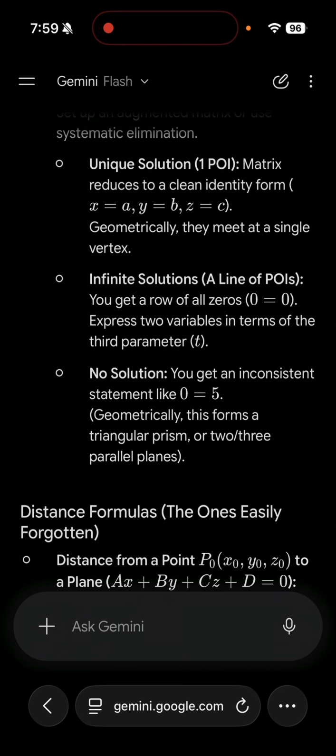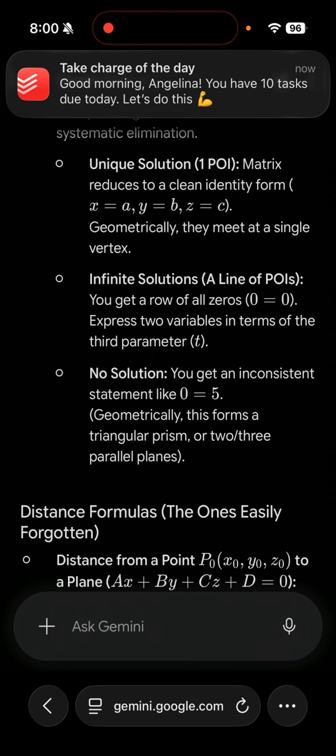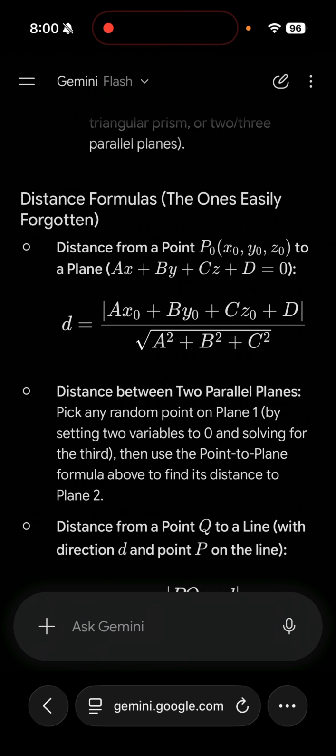Infinite solutions, a line of POIs: you get a row of all zeros, 0 equals 0. Express 2 variables in terms of the 3rd parameter. No solution: you get an inconsistent statement like 0 equals 5. Geometrically, this forms a triangular prism or 2 or 3 parallel planes.